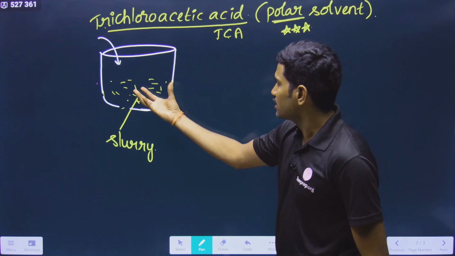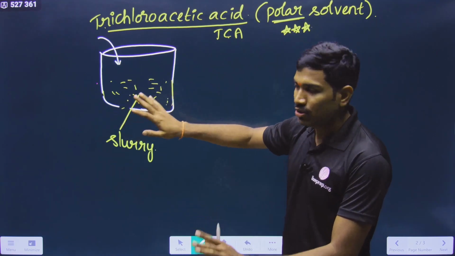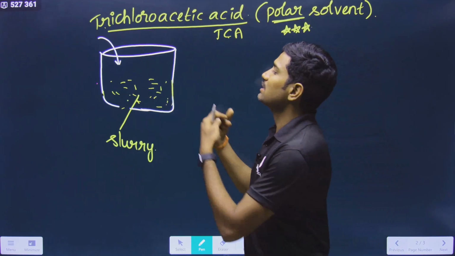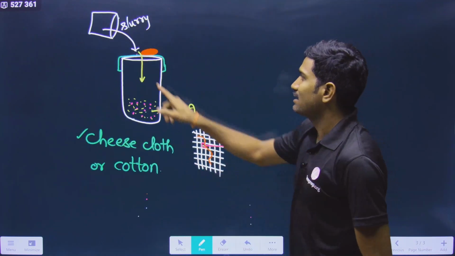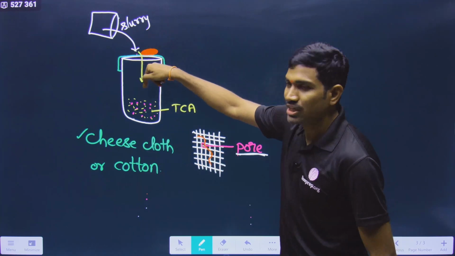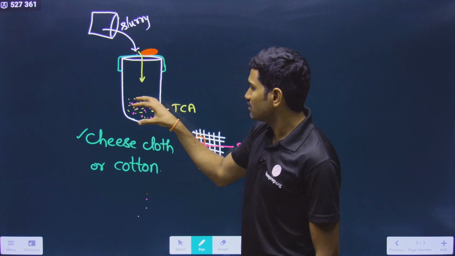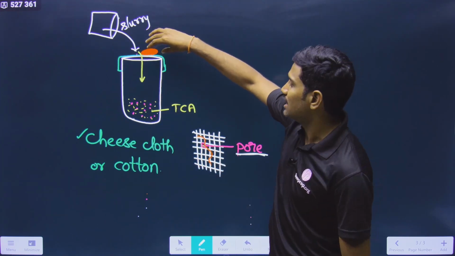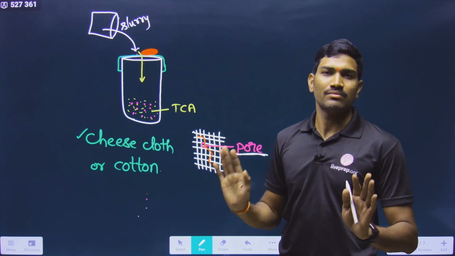We took the tissue in a beaker, added trichloroacetic acid, and then we ground it. Because of this, the tissue is broken, cells are broken, and the content of the cell is released into this acid, forming a slurry. That slurry is strained through cheesecloth or cotton. The acid is collected inside the beaker, and along with the acid, some compounds come through. Molecules which are large in size do not pass through the cheesecloth, so they are present above it. Understood or not?